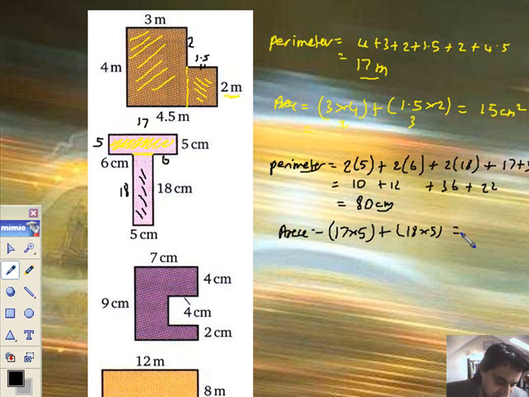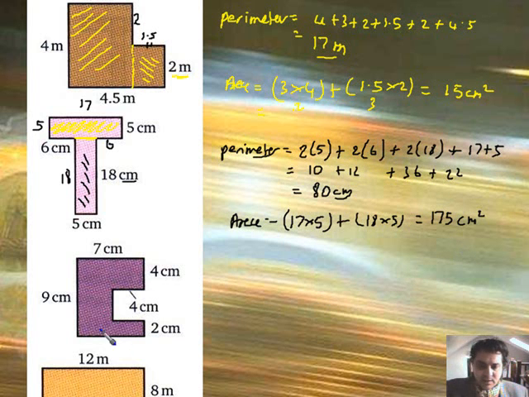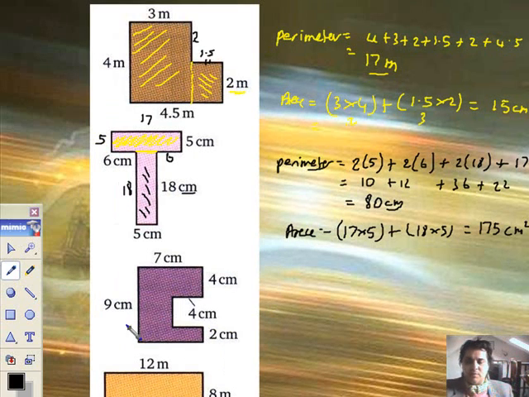I want to go open bracket 17 times 5 close bracket plus open bracket 18 times 5 close bracket, and here we go, 175. And we're in centimetres, so it's centimetre squares in 2 dimensions. This one again looks complicated. It's really, really easy. Again, as is usual, let's fill up all the bits and pieces.